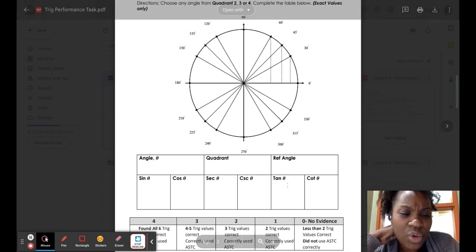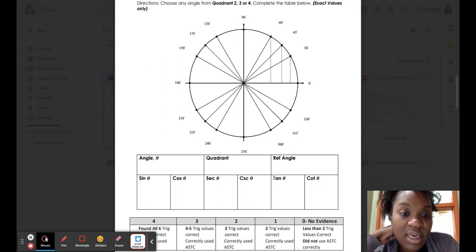This is something I kind of noticed after the fact. I don't think I necessarily told you guys how to get the tangent. The tangent is just the sine over cosine. That's all the tangent is, sine over cosine. So you take the sine, you divide it by the cosine. Use those calculators. And I want exact values. Do not give me any decimals.